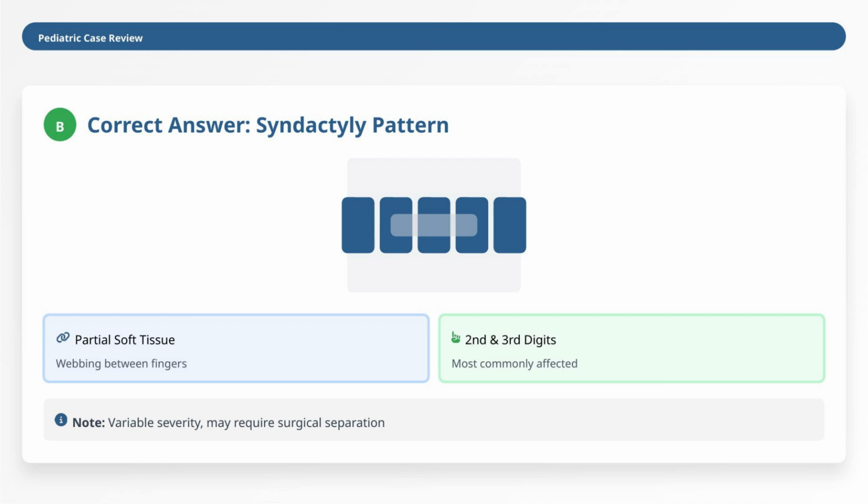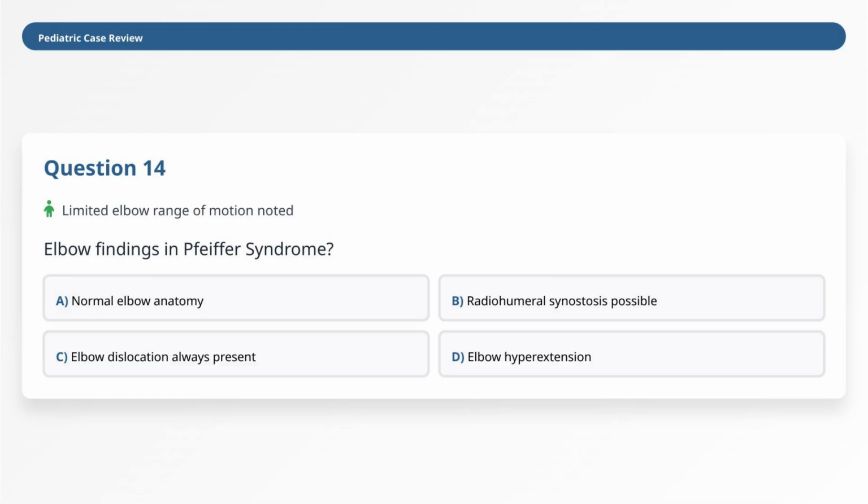The correct answer is B. Partial soft tissue syndactyly commonly occurs in Pfeiffer syndrome, typically affecting the second, third, and fourth fingers. The severity varies from minimal webbing to more extensive fusion. Similar patterns may affect the toes. Surgical separation may be considered for functional improvement, particularly when the thumb is involved, but the broad digit morphology remains the hallmark feature.